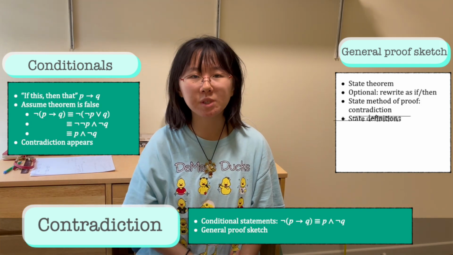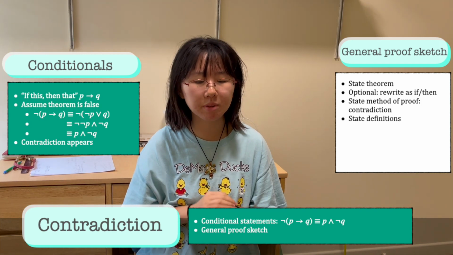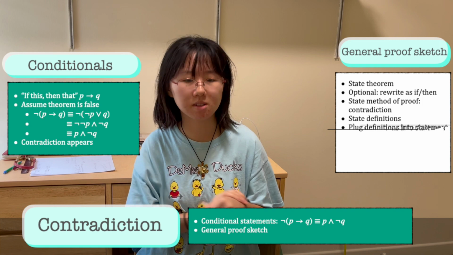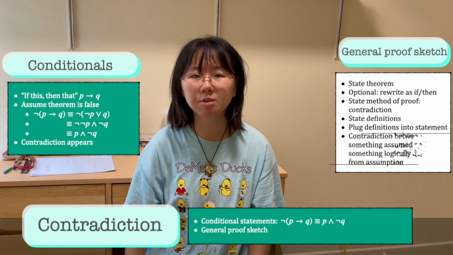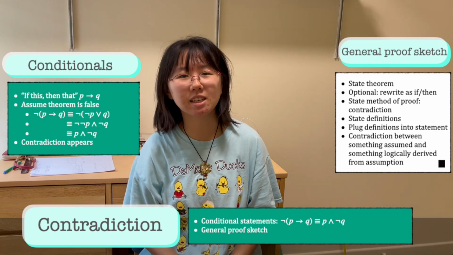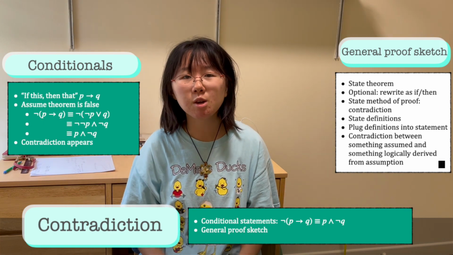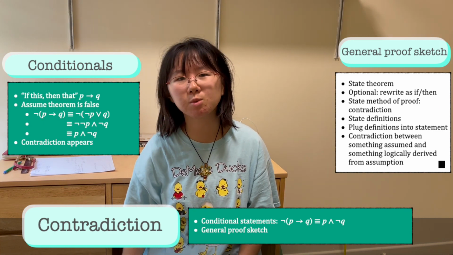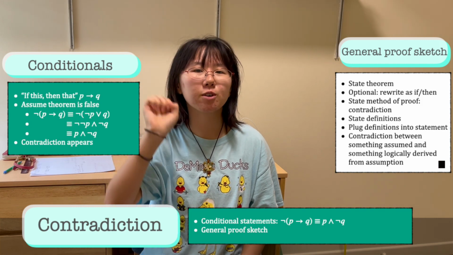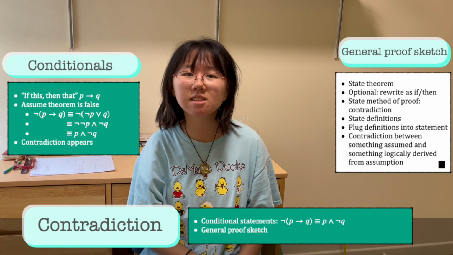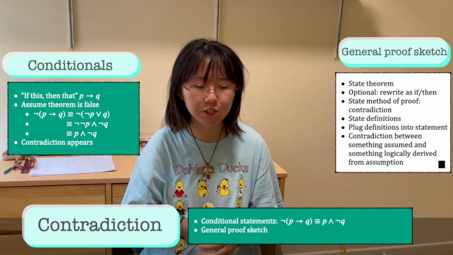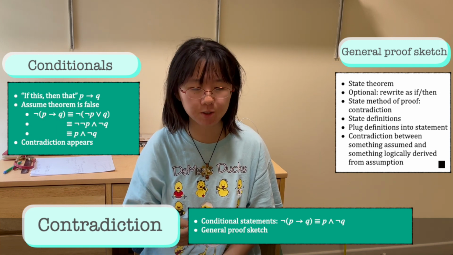Then, as always, we state some definitions. We plug our definitions into our statement, and we do some manipulations. That can be arithmetic, that can be some kinds of multiplying by 1, where 1 is equal to k over k for an integer k that isn't 0. And then we should come out with some obvious contradiction.